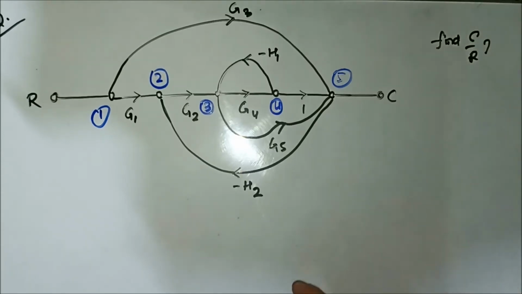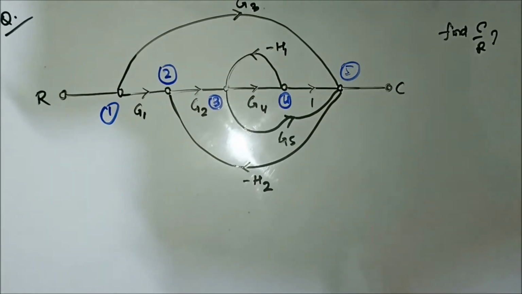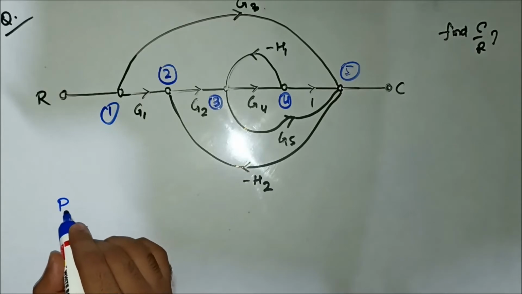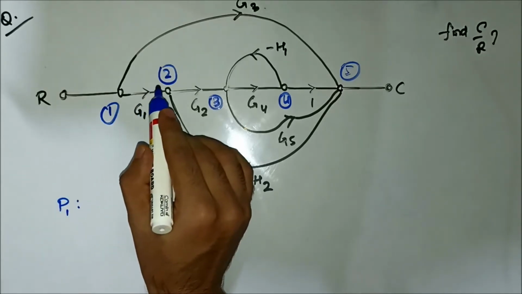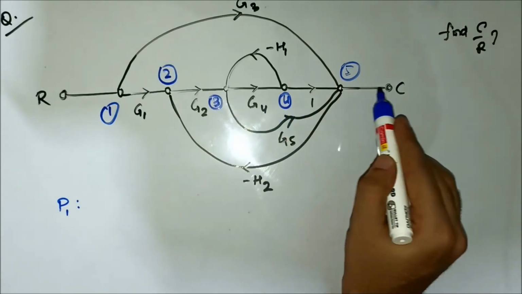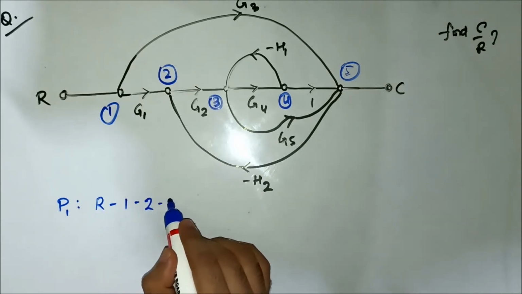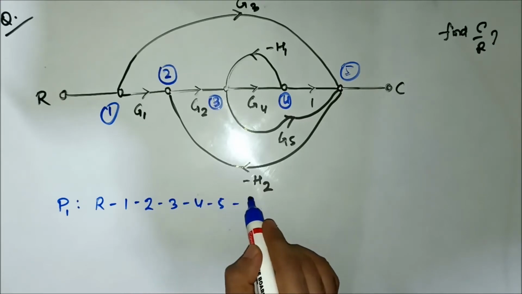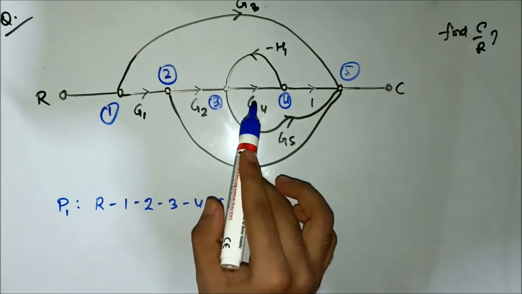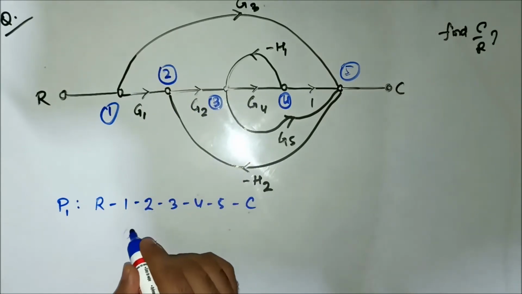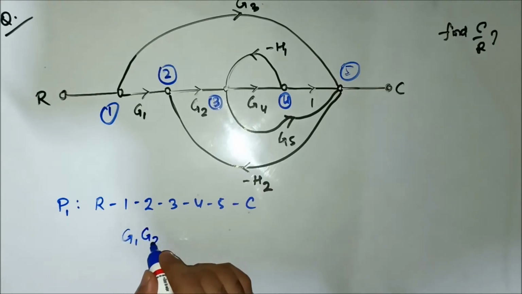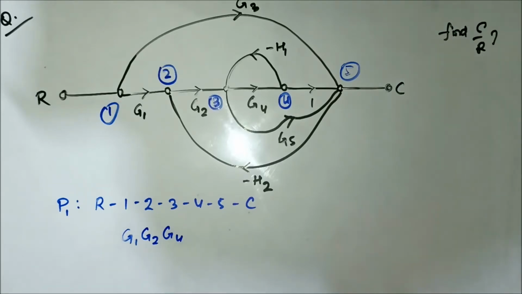First we have to identify the forward paths. So the first forward path which we can see here is path P1: R1, 2, 3, 4, 5, C, and the gain is G1 G2 G4.